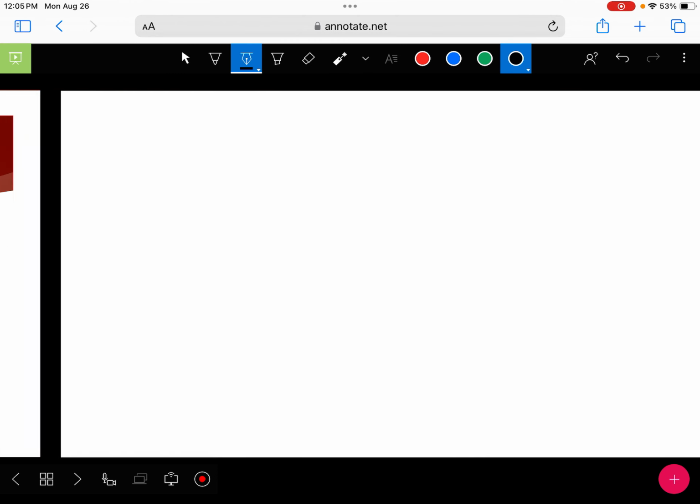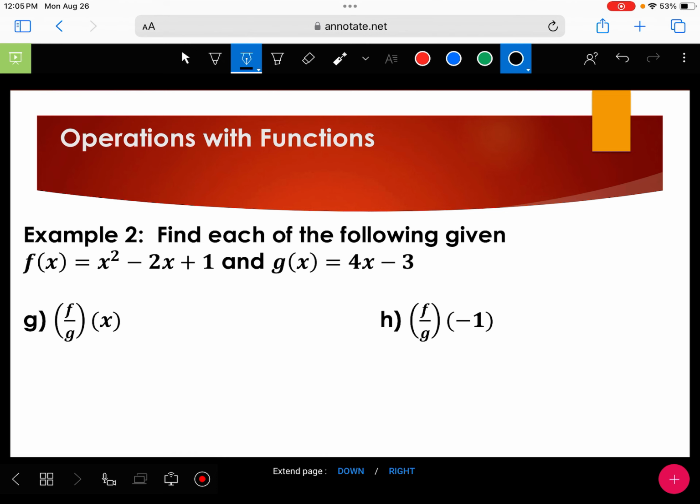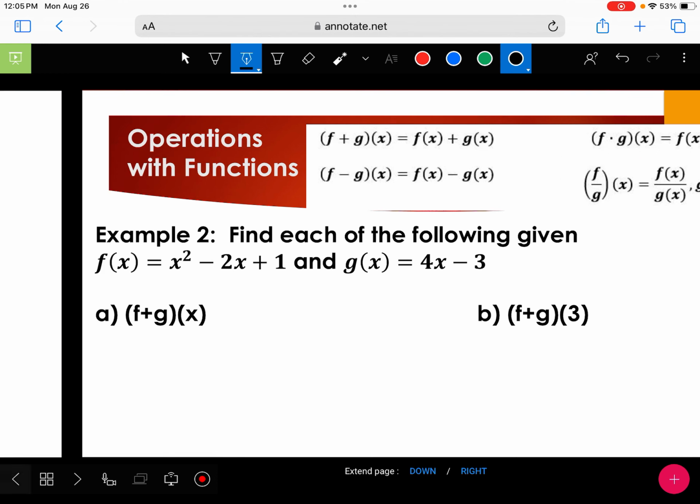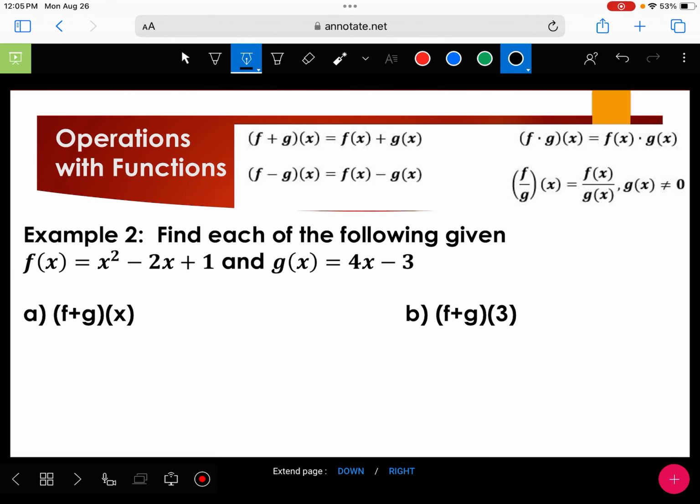All right, so now let's get on to example 2. And we probably won't finish it all today, but we'll get close. So we're going to do 4 operations with these exact same functions. So take a minute. Copy down these 2 functions. So we have f of x. This is your f of x function. And this is your g of x function. So I'll give you a minute to copy that down. We're going to add them, subtract them, multiply them, and divide them.